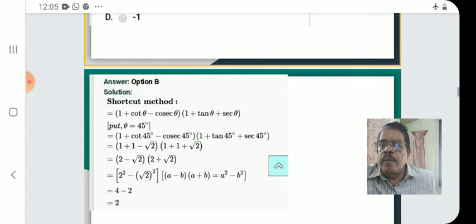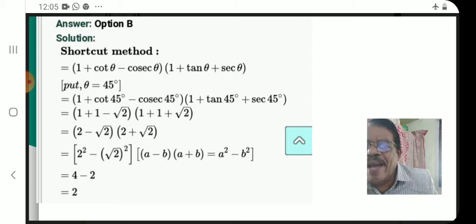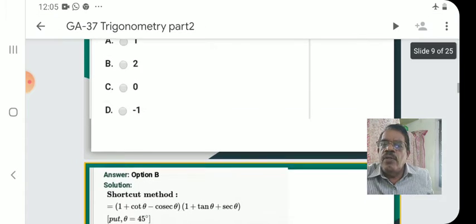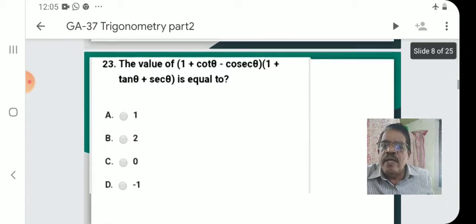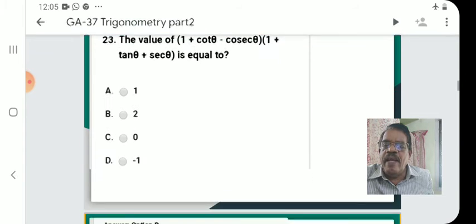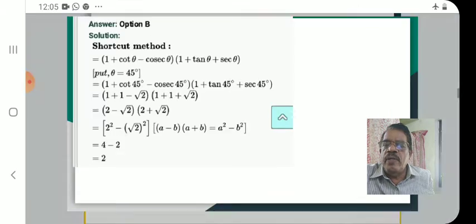And here we use a shortcut method, that is putting values. You can take theta as any angle, for example 45 degree, or you can take 30 degree. And this shortcut method is better because in the answer only values are given, no expression is given. So we can take any convenient angle and simplify. Then we reach the answer quickly.